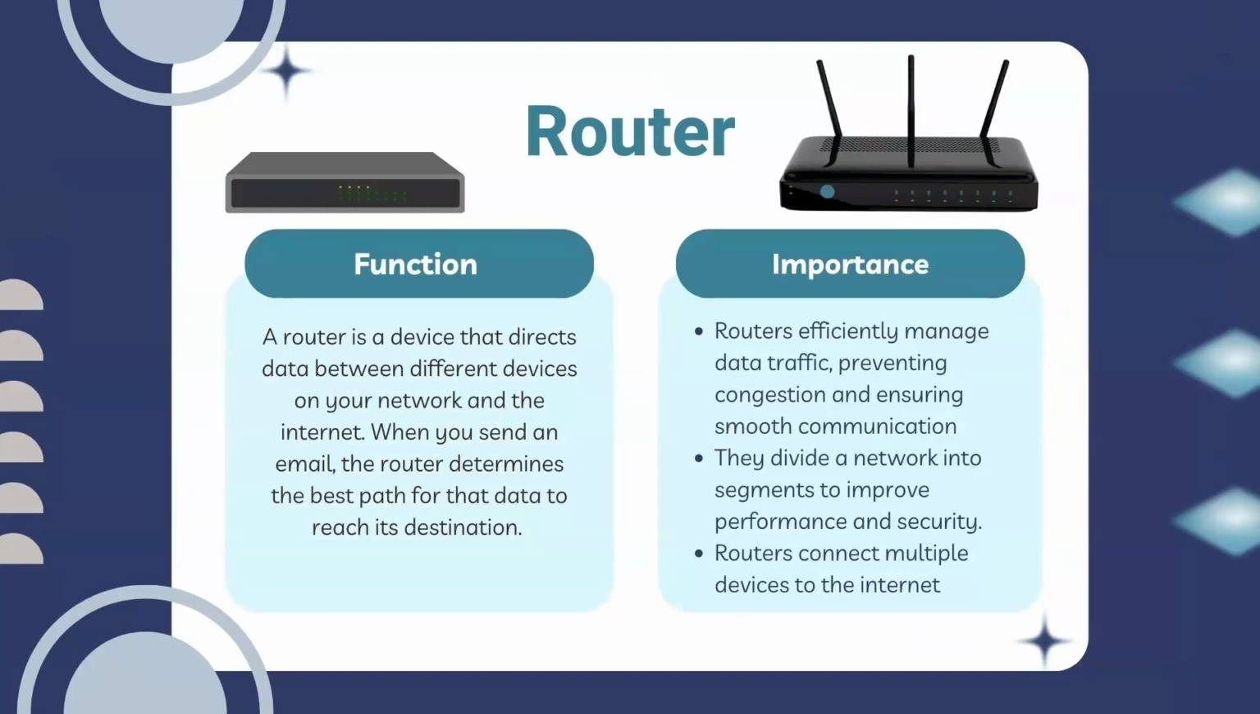So routers efficiently manage data traffic, prevent congestion, and ensure smooth communication. So not a lot of data is getting mixed up and it can happen efficiently. This divides the network into segments to improve performance and overall security. And routers connect multiple devices to the internet.